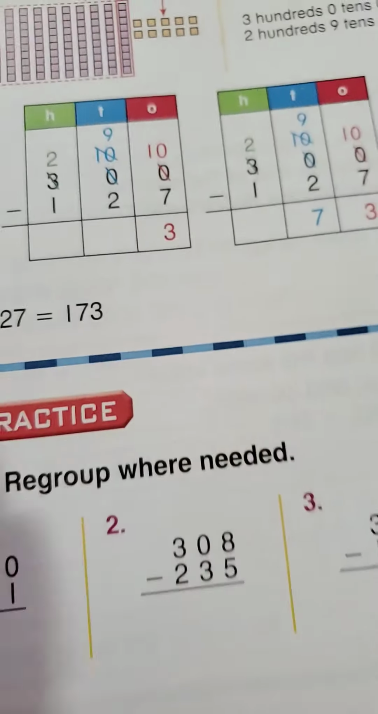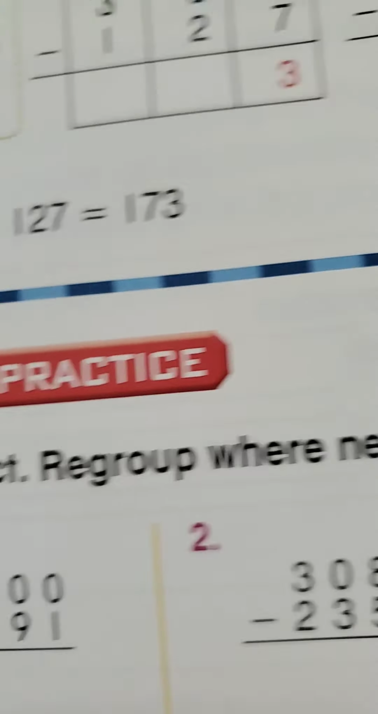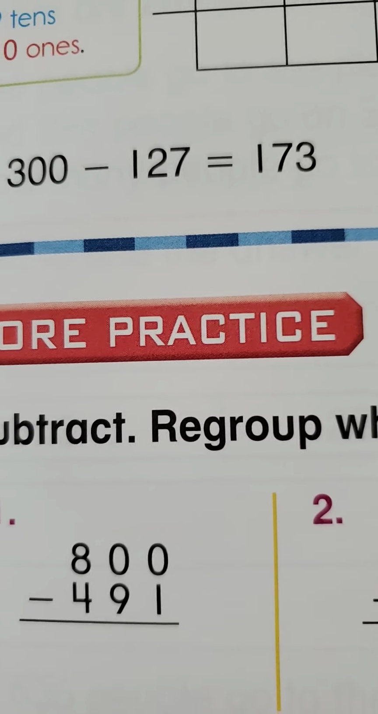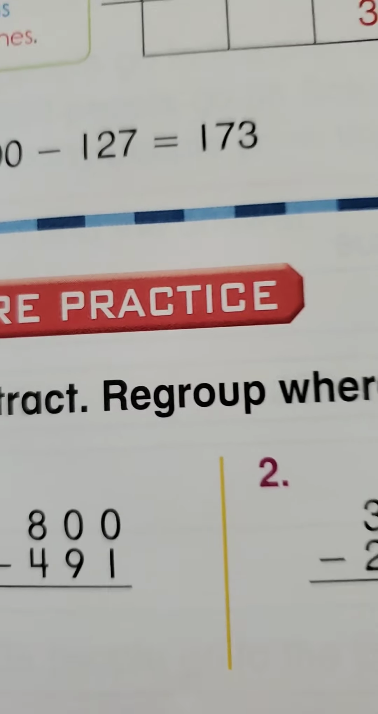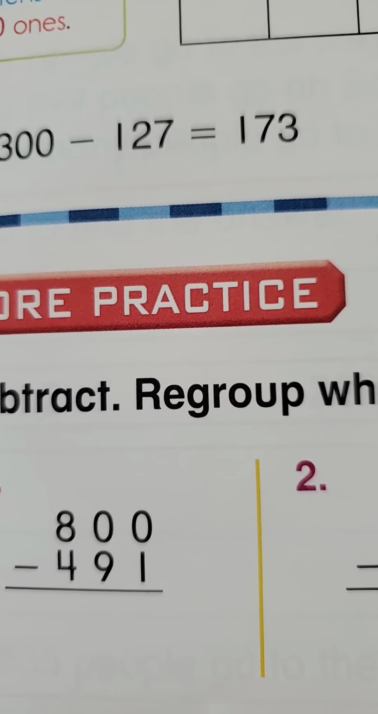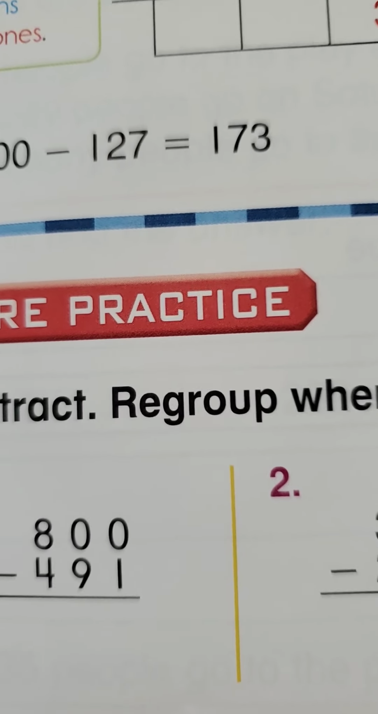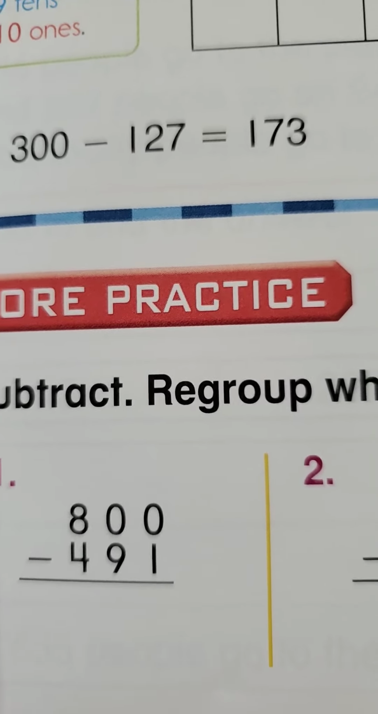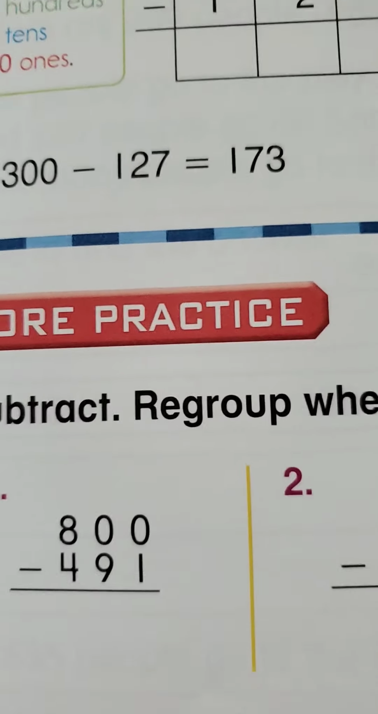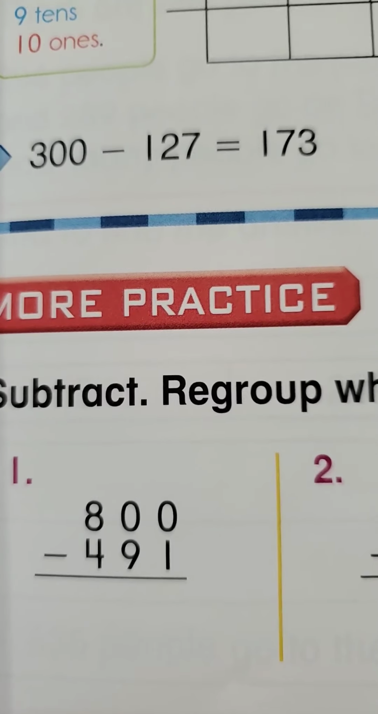So if you have to borrow across, let's do this one so we can figure this out together. If you have to make the number on top bigger, right? We go to the ones place. 0 is not bigger, so I go to the tens place. Oh, no, it's still a 0. I have to go to the hundreds place.